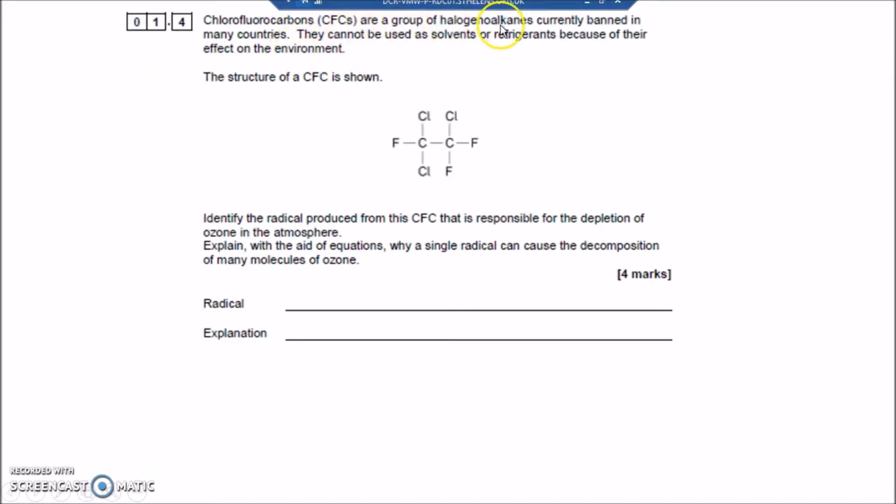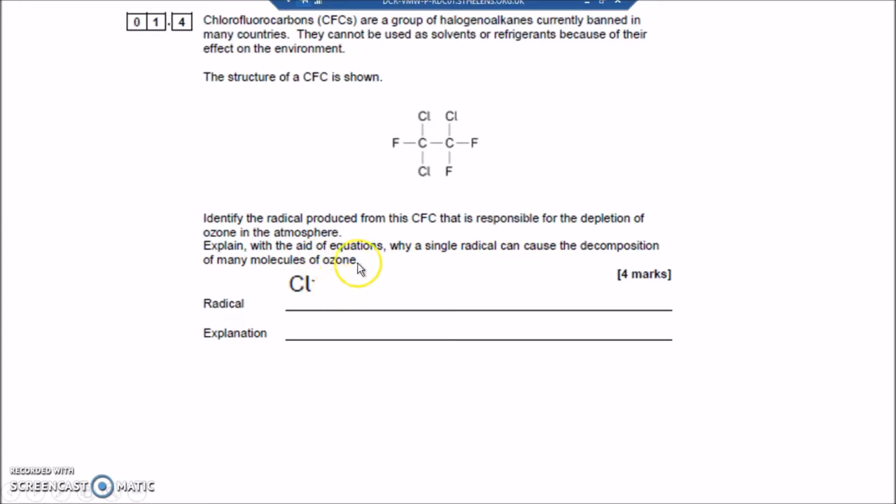Chlorofluorocarbons are a group of halogenoalkanes currently banned in many countries. The structure of a CFC is shown below. So I've got 3 C's and 3 F's. Identify the radical produced from the CFC that may be responsible for the depletion of ozone in the atmosphere. Explain with the aid of equations why a single radical can cause the depletion of many molecules of ozone.